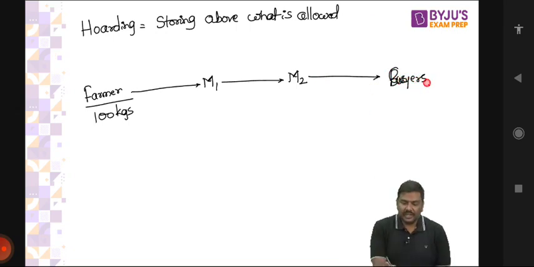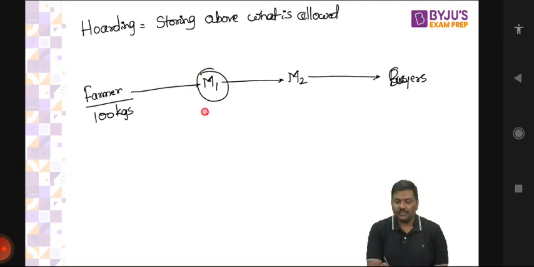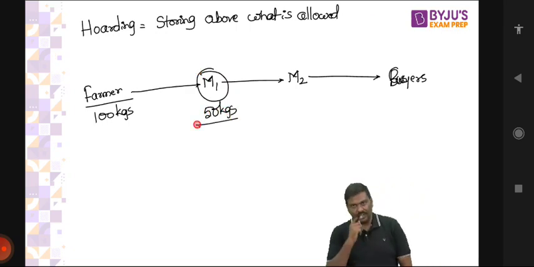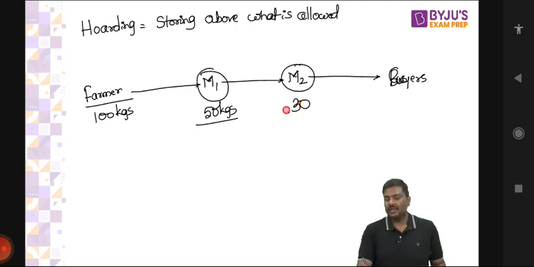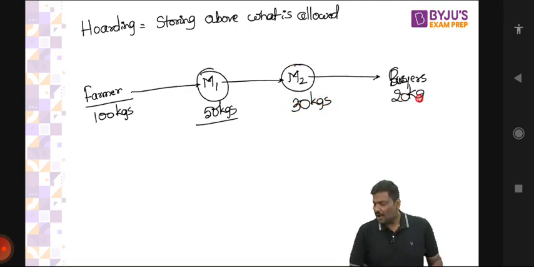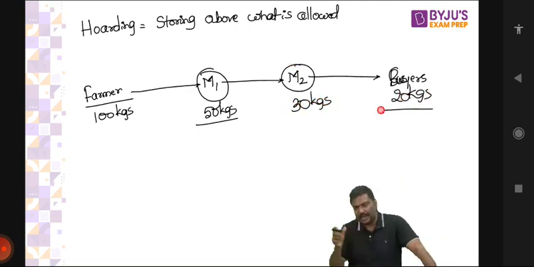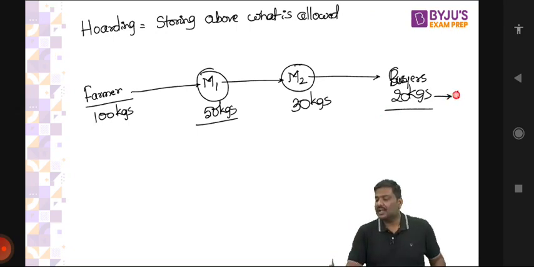Now have a look at this. What if the middleman will purchase all the 100 kgs and store 50 kgs? Or the middleman will purchase 50 kgs and store, let's say, 30 kgs. How much will be supplied in the market? Very less quantity. And if they supply very less, what will happen to the prices of the commodities?